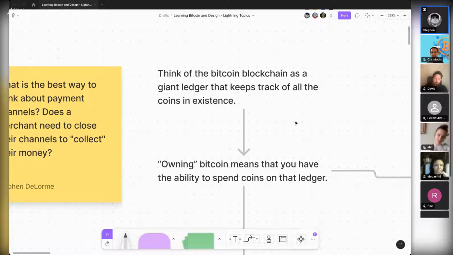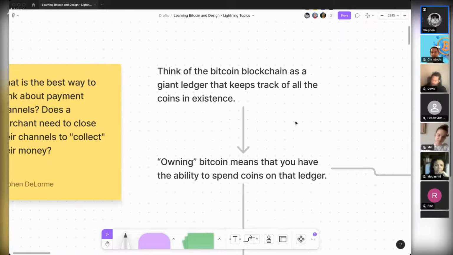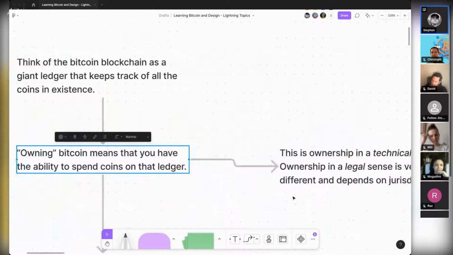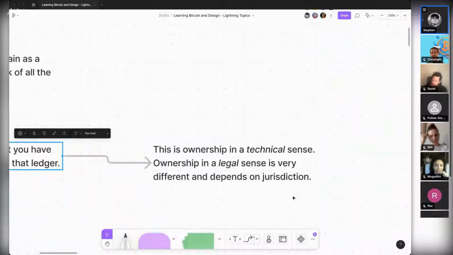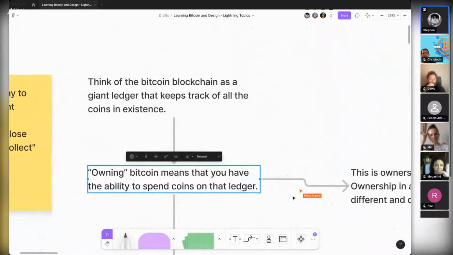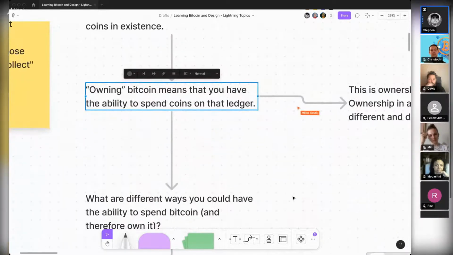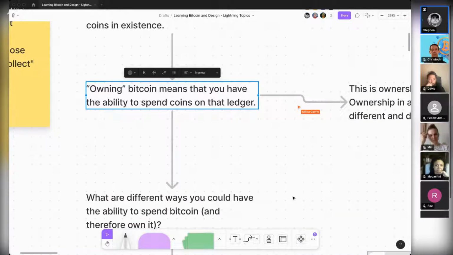So the blockchain is just a big ledger, right? Owning Bitcoin means that you have the ability to go to that ledger and spend coins that are on that ledger. That's what ownership means in a technical sense. In a legal sense, ownership is probably going to mean something very different depending on where you're located in the world and what the laws are there. But in a technical sense, it just means you can go to the ledger and spend that coin there. Actually, I don't even think it's right to say that it's mine. It's just to say I have the ability to spend it.